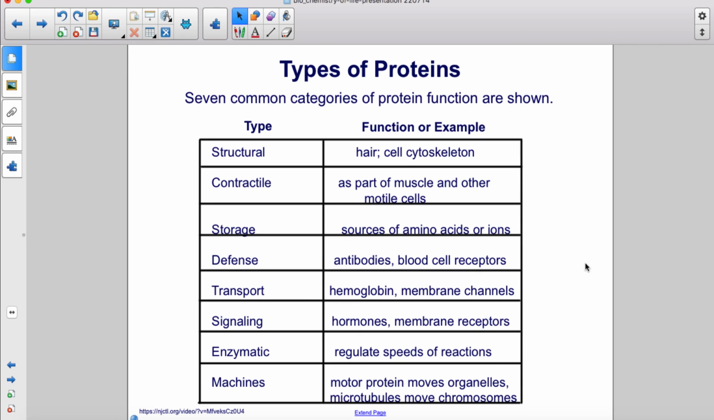7 common categories of protein function are shown. Structural, hair, cell cytoskeleton. Contractile, as part of muscle and other motile cells. Storage, sources of amino acids or ions. Defense, antibodies, blood cell receptors. Transport, hemoglobin, membrane channels. Signaling, hormones, membrane receptors. Enzymatic, regulates speeds of reactions. And machines, motor protein moves organelles, microtubules move chromosomes.